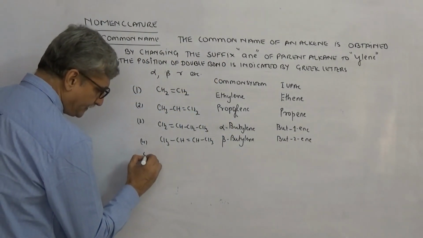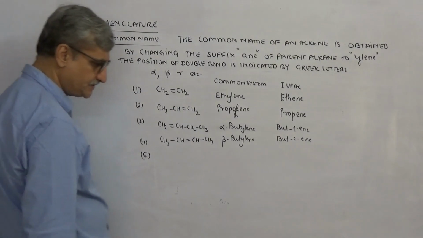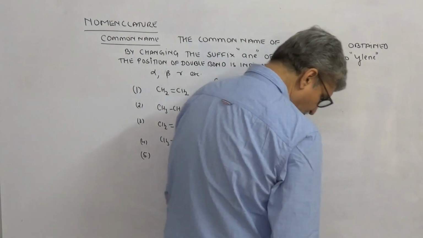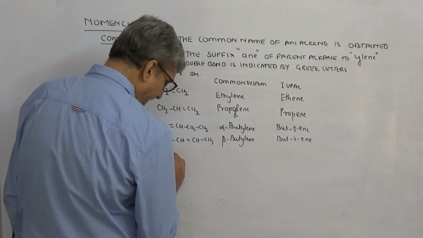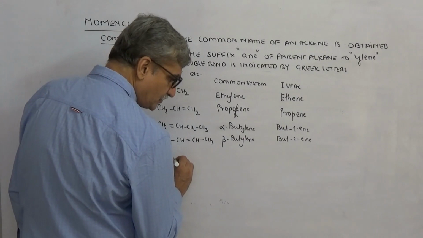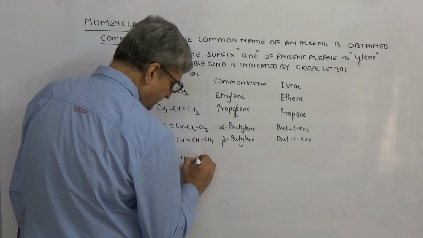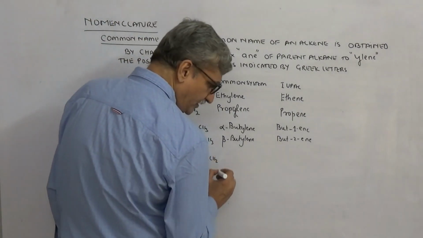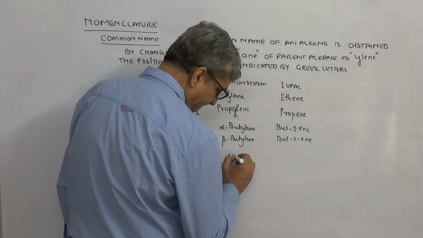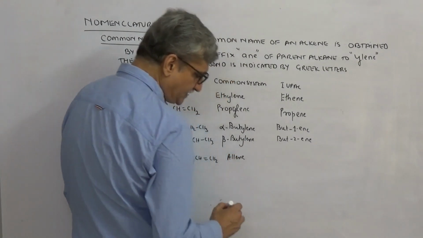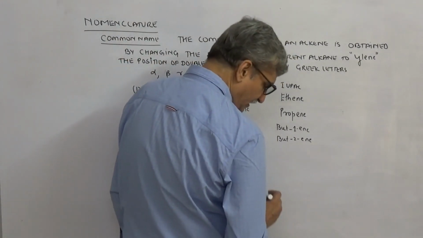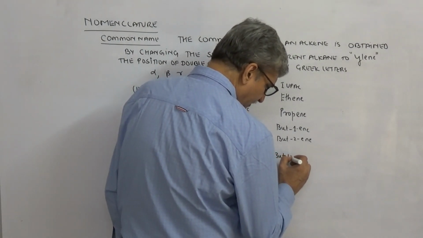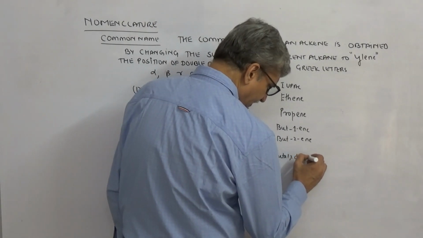but-2-ene. Okay. Then the fifth one we can have is allene. So if you have alternating double bonds, CH2 double bond CH double bond CH2, this compound is called allene, whereas in the IUPAC system it will be called buta-1,2-diene. Okay.